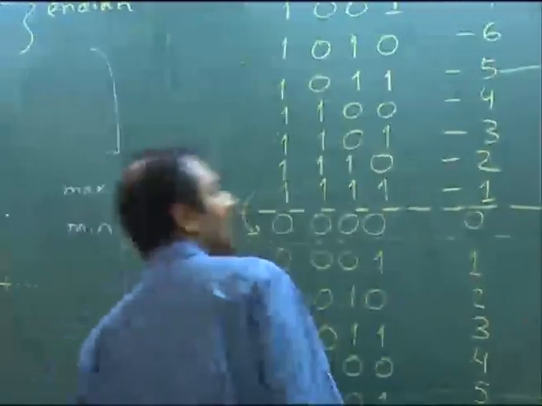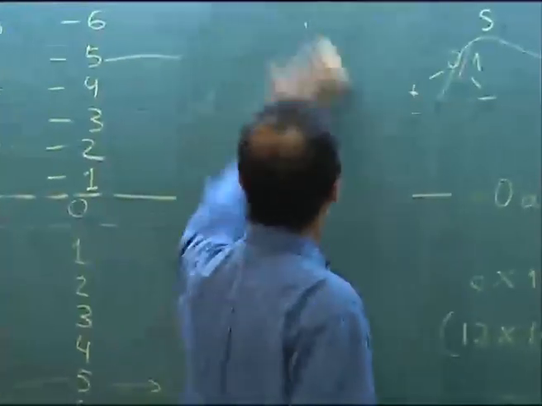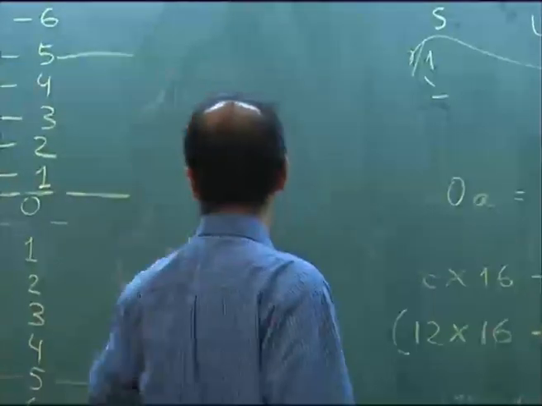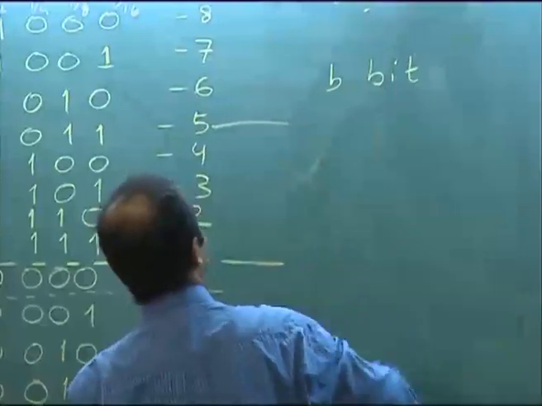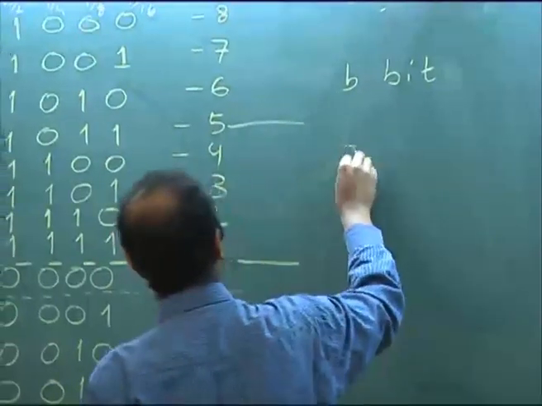Now if you do the math, one quick envelope calculation that you should know is that suppose I have a b-bit number, that means you can go up to approximately 2 to the power b.